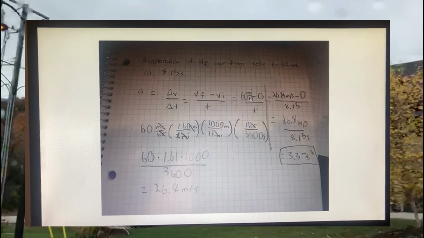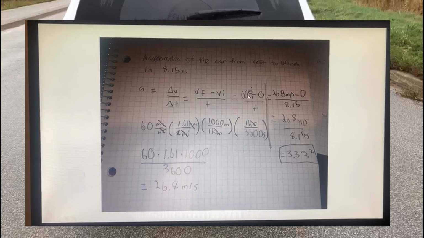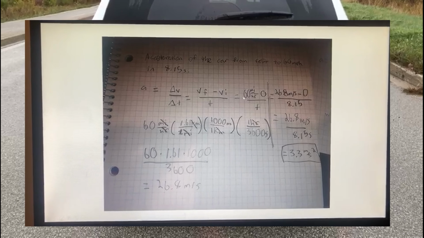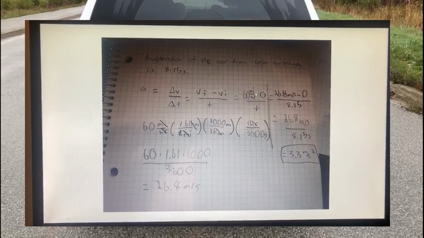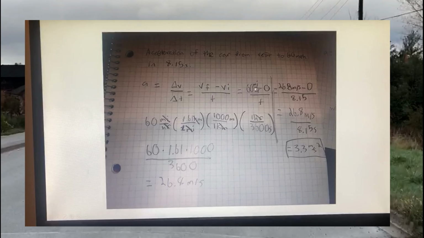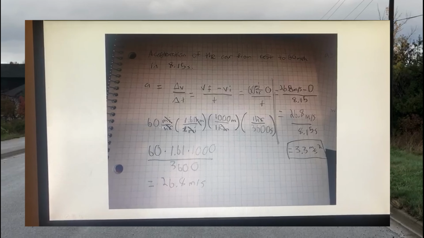But here's the thing, 60 miles per hour, miles and hours, those are not compatible units with finding acceleration. Compatible units you need are meters per second. So in order to convert 60 miles per hour to meters per second, we have to do this next step.